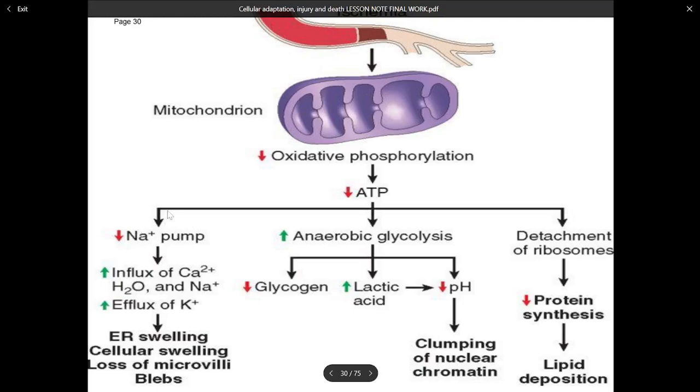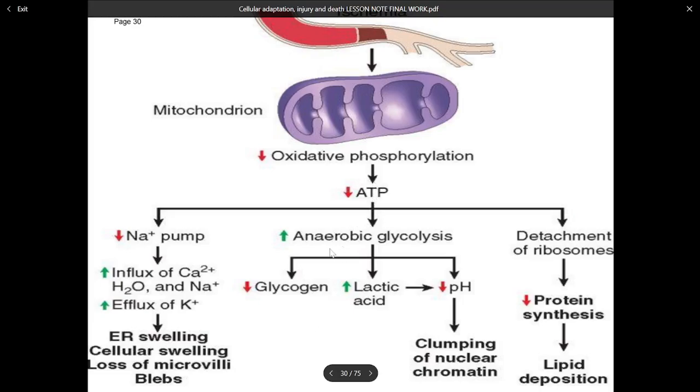So now, the first thing, which is there's decrease in sodium pump, which results in increase in influx of calcium, water, as well as sodium. Concurrently, there will be efflux of potassium. So ultimately, this whole process will result in endoplasmic reticulum swelling, cellular swelling, loss of microvilli, and blebs.